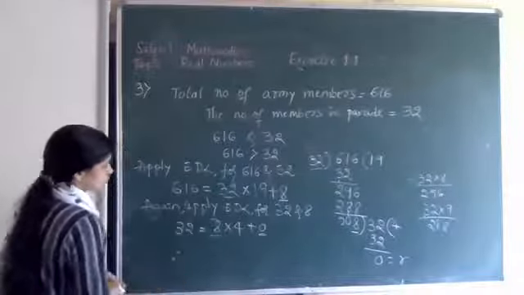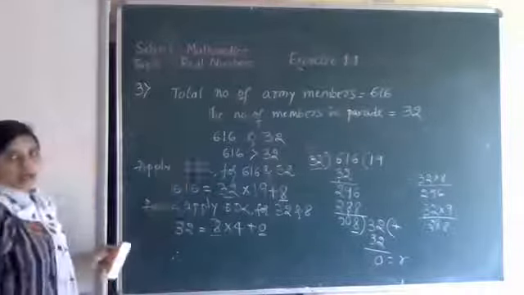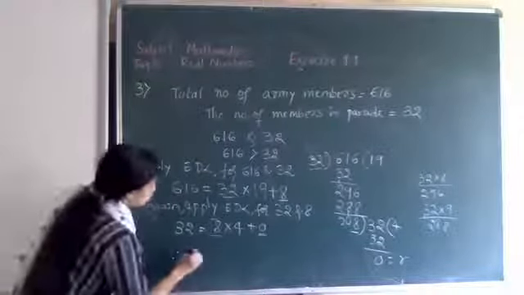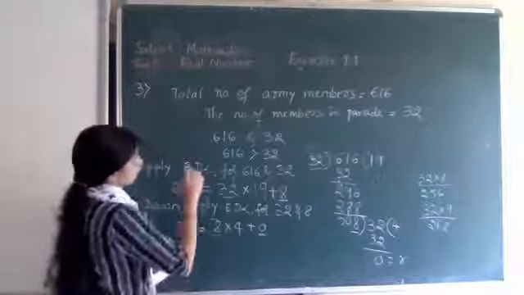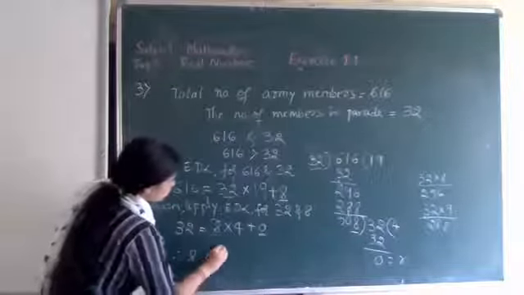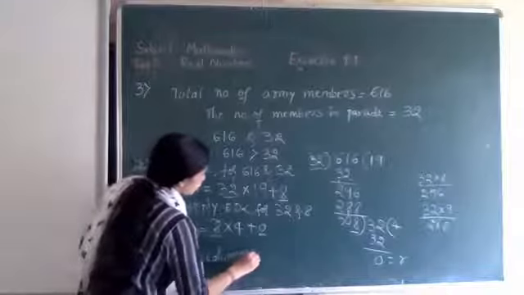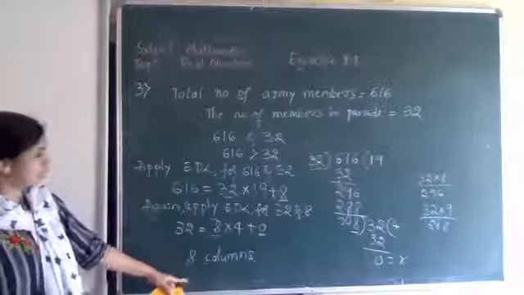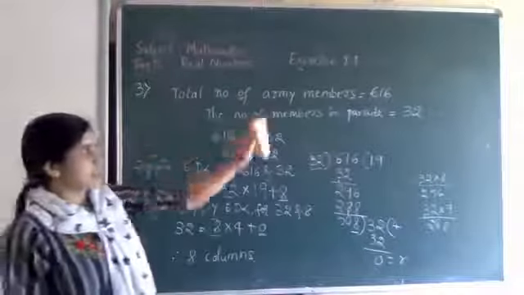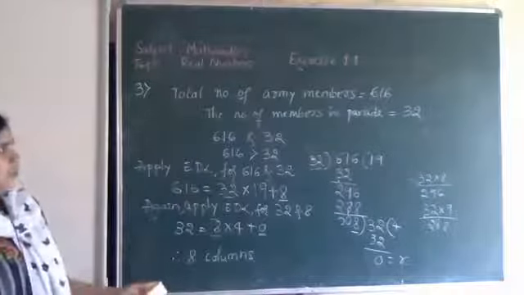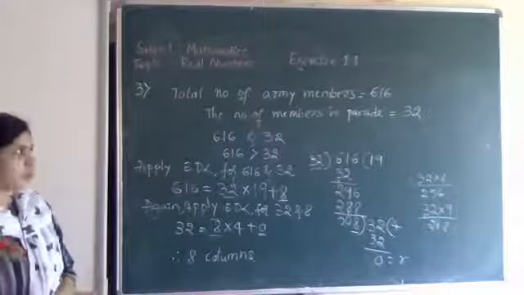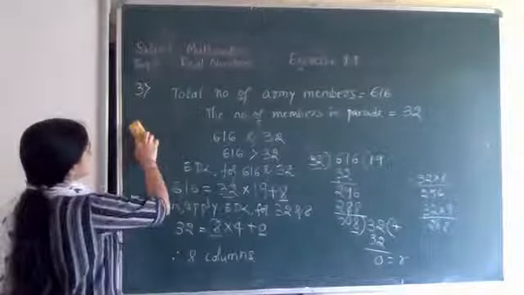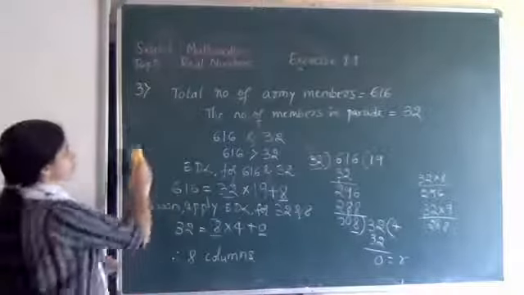Then they will do 8 columns of 32 members to divide the 660 members of the army group. 8 columns. Divide the members into 8 columns. Every column will be having 32 members. This is your third question.